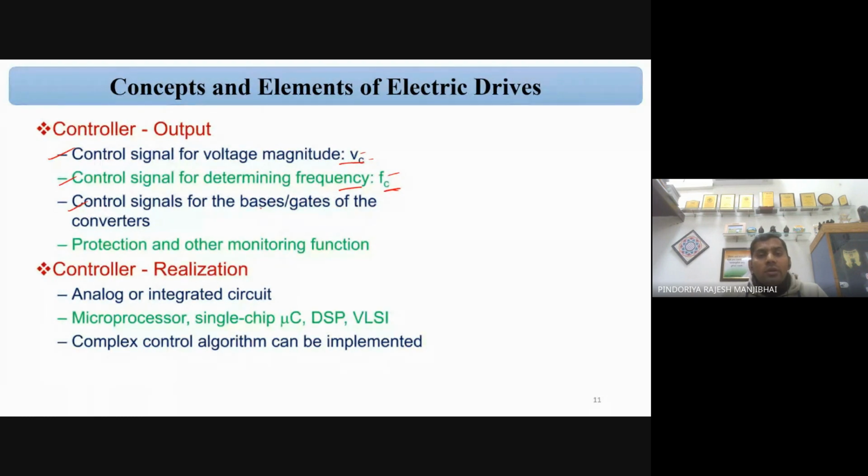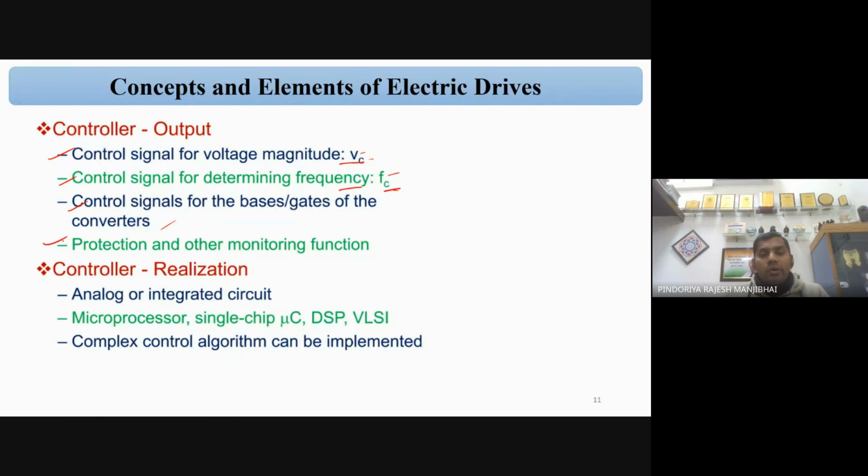Control signal for the base and gate of the converter. So we have a power electronic switch, we can say a semiconductor switch. So we have to operate this switch, correct? So we have to give the gate pulses. So we have to control the gate signal, and that is the base or gate of the converter.